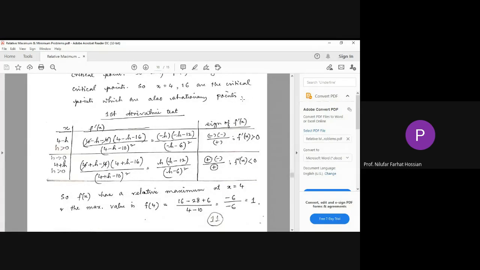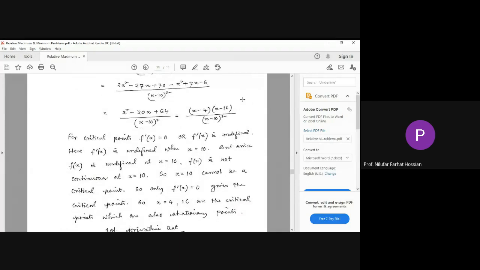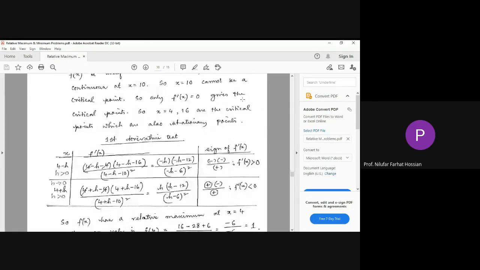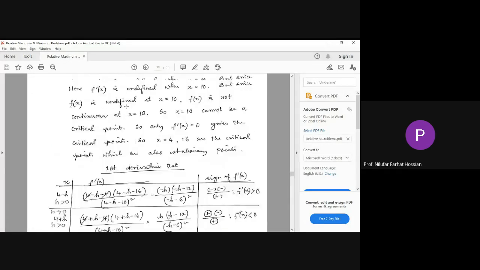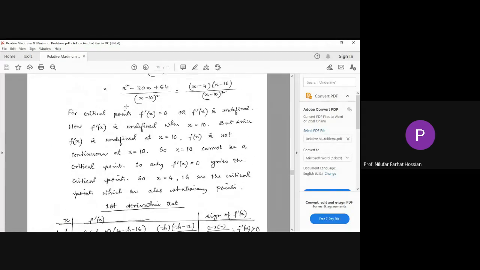So here I have followed the first derivative test in the very beginning. So the first point was x equal to 4. I have taken a point which is less than 4 and then which is greater than 4. So 4 minus h and 4 plus h. Here h is positive and h tends to 0. So what was our expression for first derivative? So here you just put for the first point 4 minus h, you just put 4 minus h here, 4 minus h here, 4 minus h here.